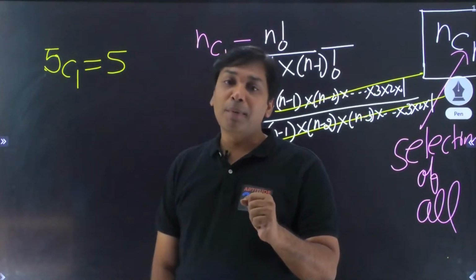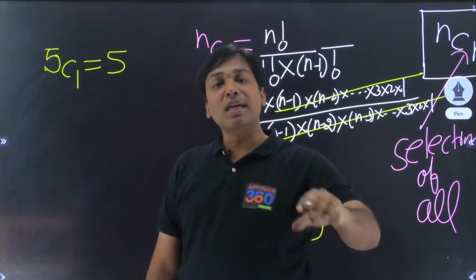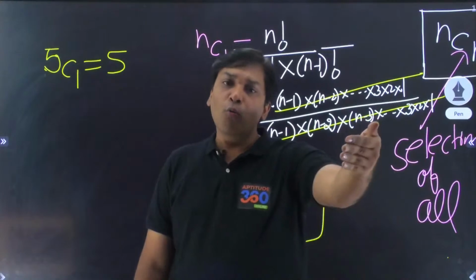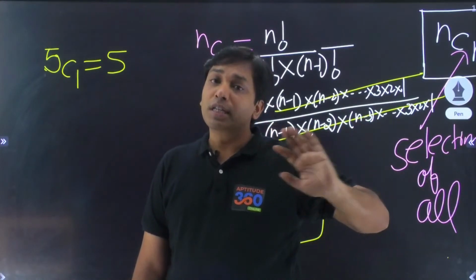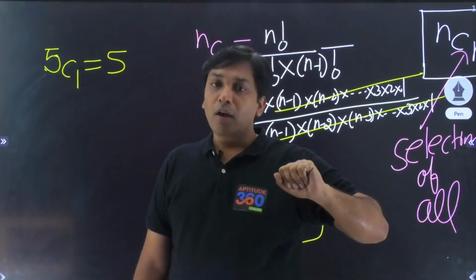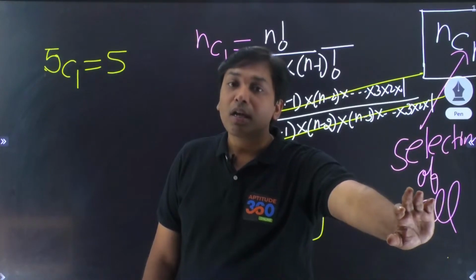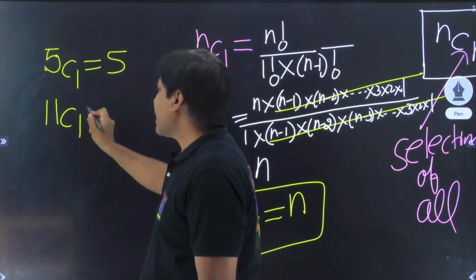Brother, suppose you have A, B, C, D and E, and you are told that you have to choose only one. In how many ways can you do that? 5 ways. When you choose one, or when you choose A, in fact, you're rejecting all the other 4. When you're choosing B, aren't you rejecting all the other 4? So 5C1 becomes 5.